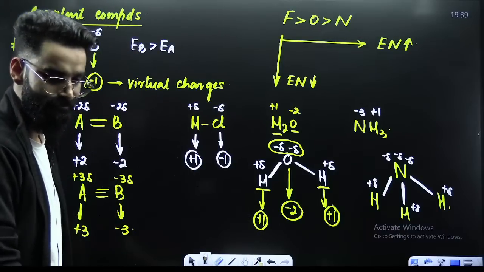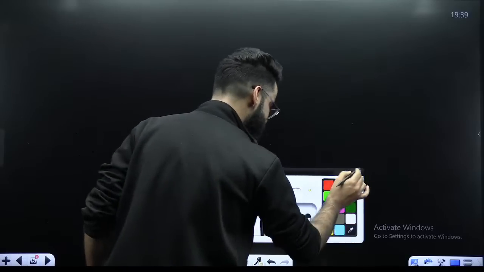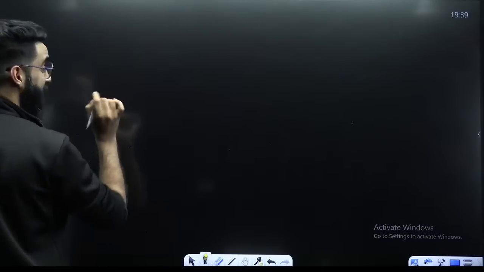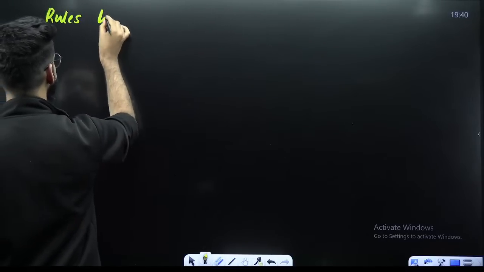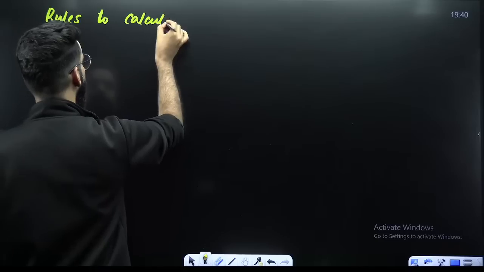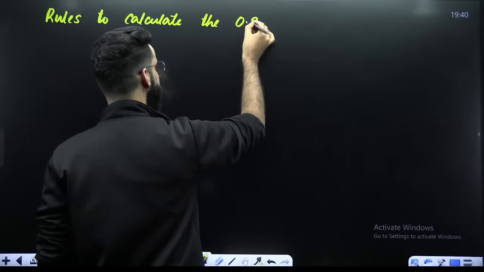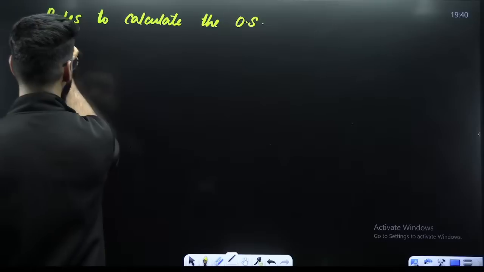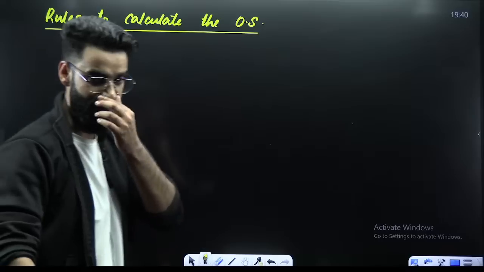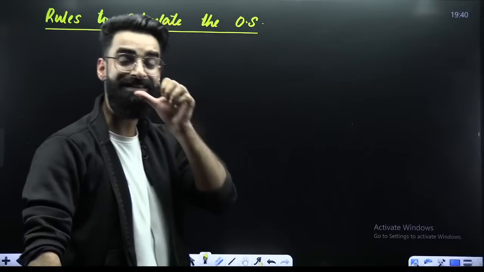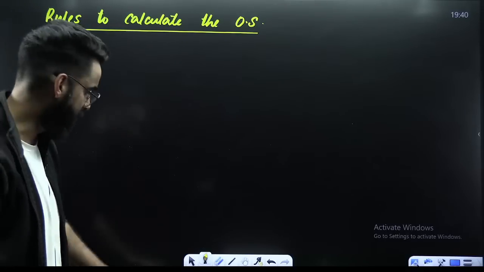Perfect, people. Now, let's move on to one more thing. Let me tell you, there are certain rules which you need to remember to calculate oxidation state. So what are the rules to calculate oxidation state? Let's get to know. Rules to calculate the oxidation state. There are few rules which you need to remember to calculate the oxidation state of different species, different elements. Now, what exactly are those rules? Let's get to know them one by one.